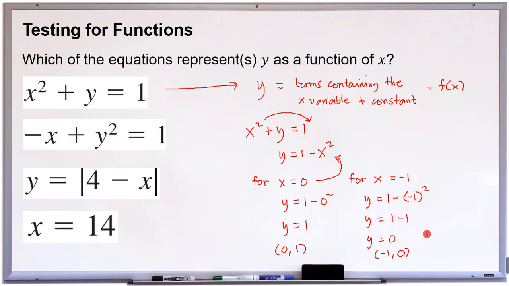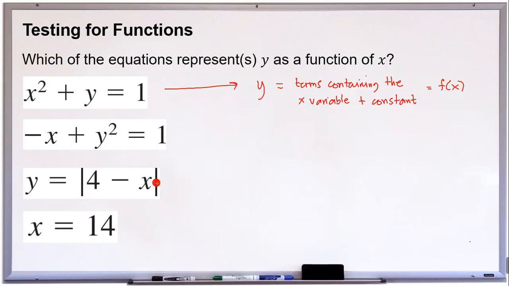This one is indeed a function. It's because for a given value of x, there is only one distinct value of y. So this is indeed a function. Now let's try our second example. For our second example, we have negative x plus y squared is equal to 1.